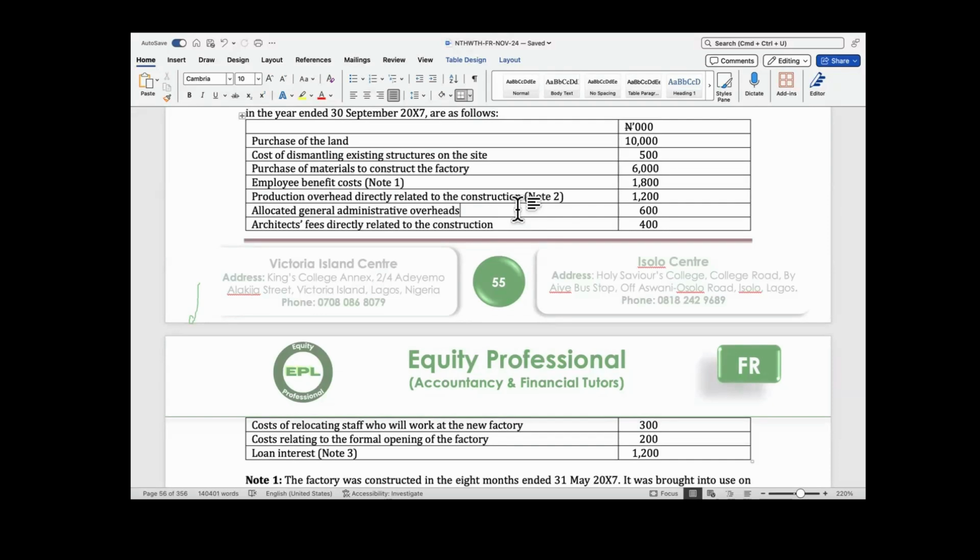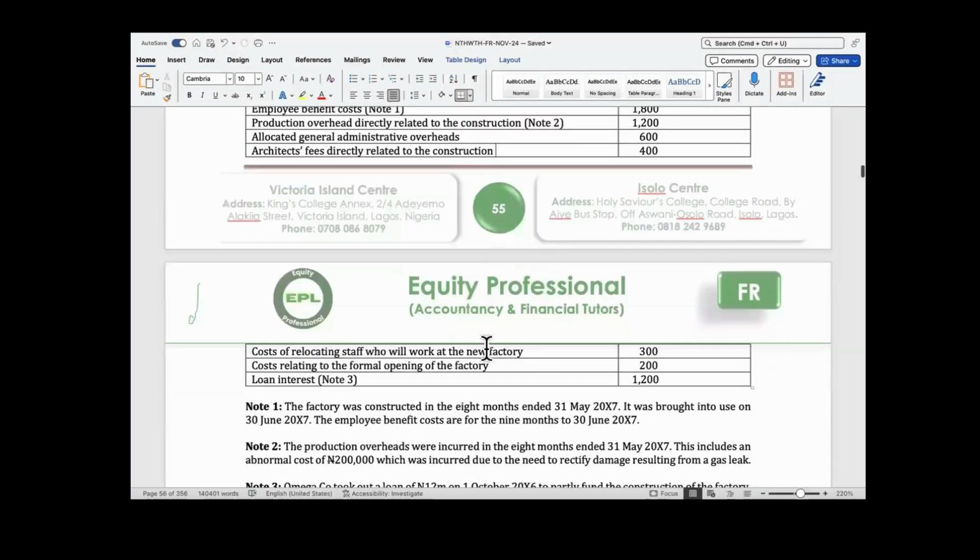Now let's move to the next one, which is allocated general administrative overheads. Expense. Admin overhead, expense. Architect fees? Capitalize. Professional fee, yes, professional fee. How about cost of relocating staff? Expense. What about the opening ceremony? Expense. That's correct.